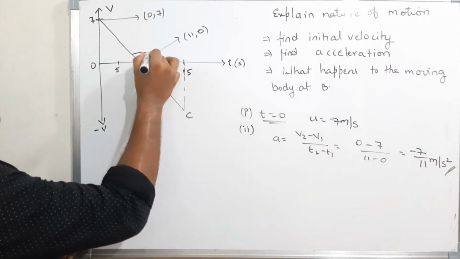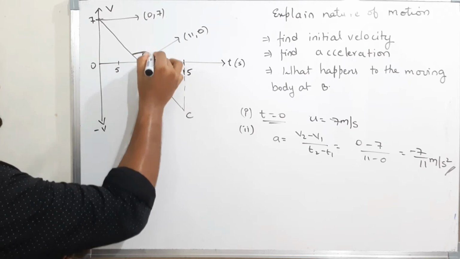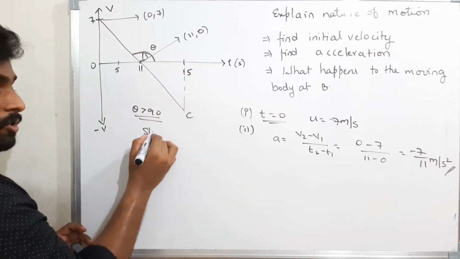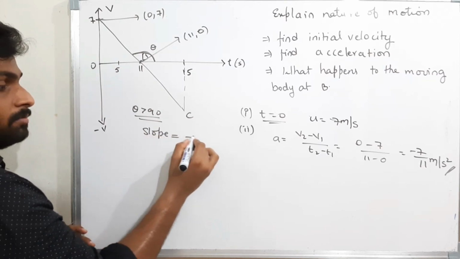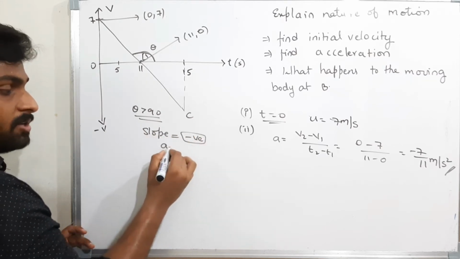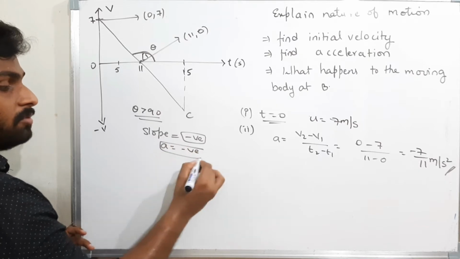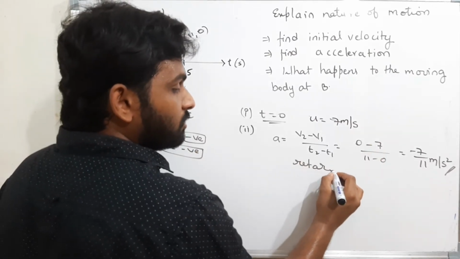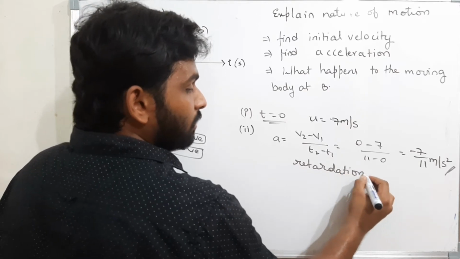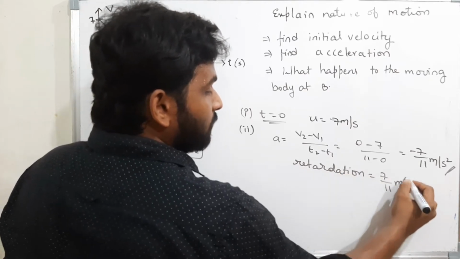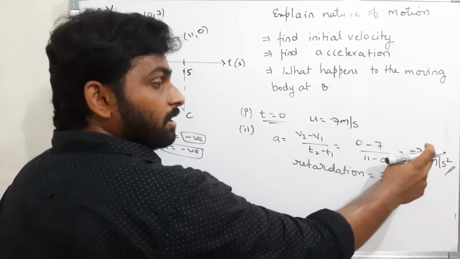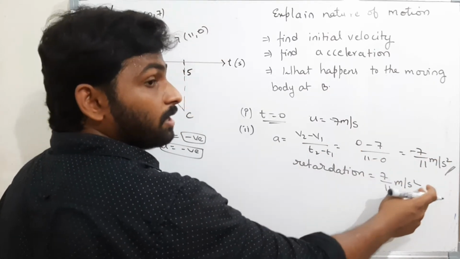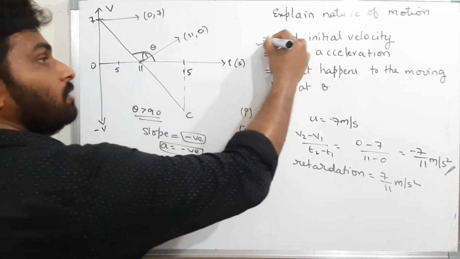What is that slope? The slope is this angle, tan theta. Now theta is greater than 90 degrees, and that means the slope is negative. Slope is negative means the acceleration is negative. Acceleration is negative means retardation. Therefore, the body is moving with a retardation of 7 by 11 meters per second squared. Acceleration is minus 7 by 11 meter per second squared, but the retardation is 7 by 11 meter per second squared. Okay, well and good, we got these two.